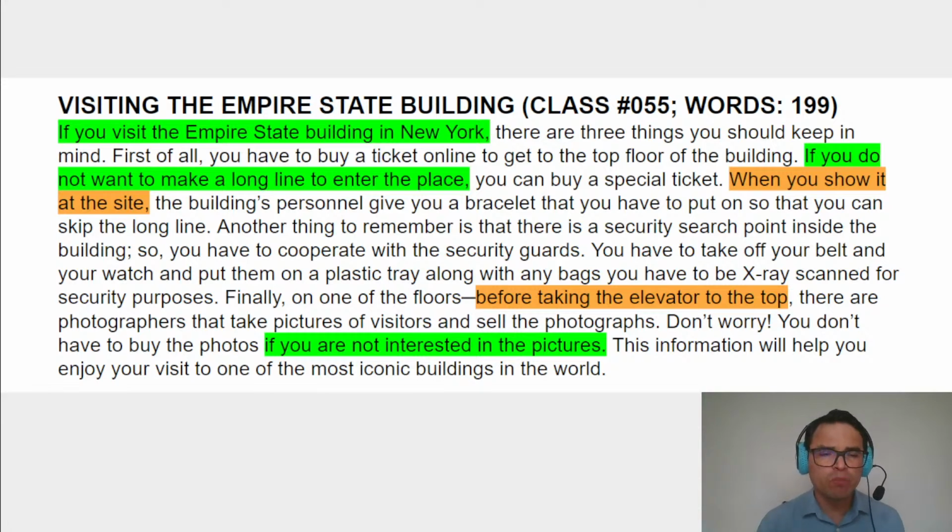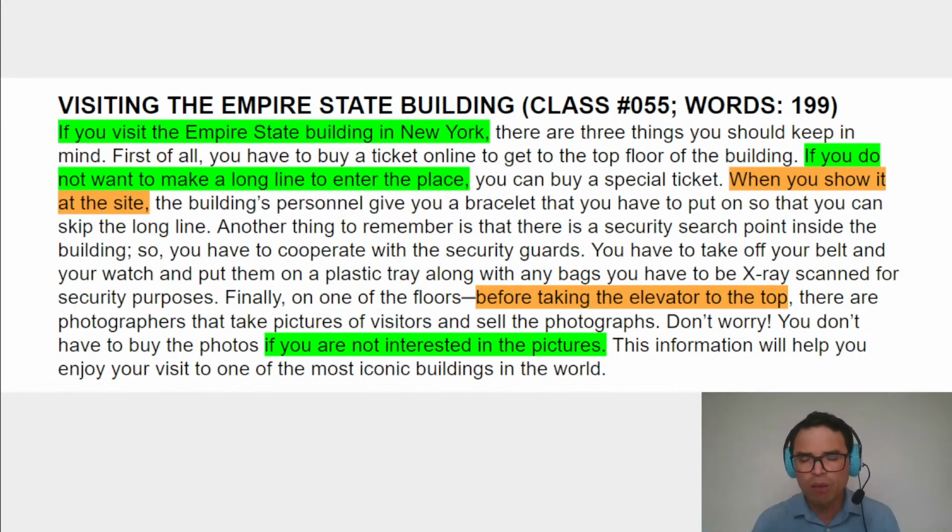Condition: if you visit the Empire State Building in New York, that is the condition, and then you have a comma and you have the result clause. Then next, if you do not want to make a long line to enter the place, that is the condition, right? And it starts with if and you have a comma after the clause. The same happens in the first example.